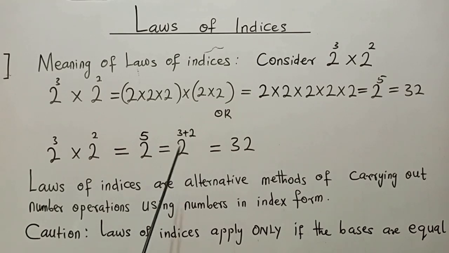This law applied because the base is the same, 2 here, 2 here. If what we have here is 2 and what we have here is 3, for instance, this law won't be applicable, and that is based on observations. Therefore, take this caution that for the laws we are going to see to apply, the bases of the numbers in the index forms must be the same.